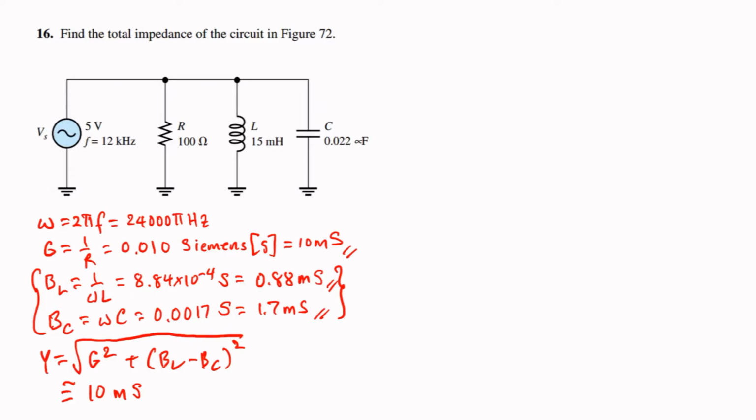And solving for the phase angle, we get negative (B_L minus B_C) over G, and the value in degrees is 4.43 degrees. Again, we expect this to be small because the difference between these two is much smaller compared to the value of the conductance.